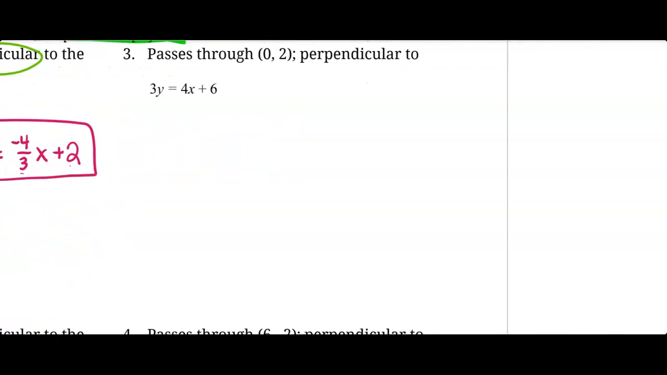Looking at number 3, we're going to use the same process. So we want a line that passes through the point (0, 2) perpendicular to the line 3y equals 4x plus 6. The first thing I notice is that my y is not by itself. So to get it by itself, I'm going to divide everything by 3. So that gives me that y is equal to 4/3x plus 2.